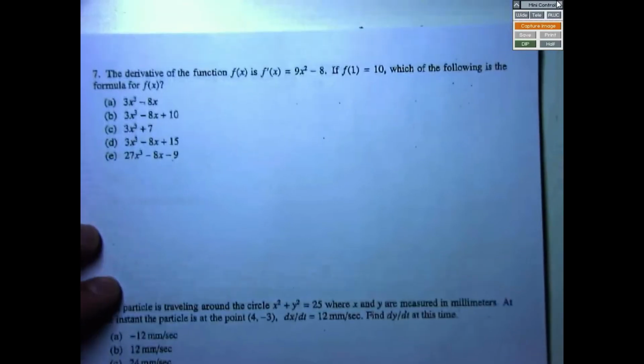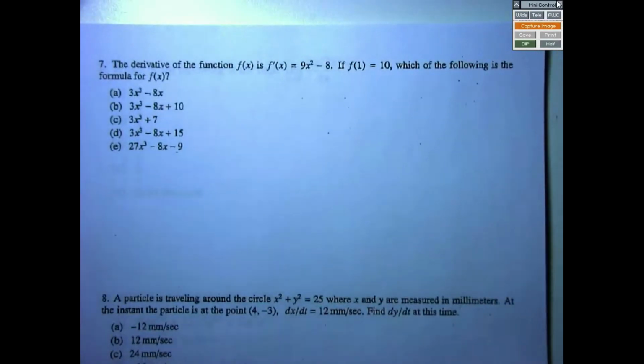All right, problem number 7 says that the derivative of a function f of x is given by f prime of x is equal to 9x squared minus 8. If f of 1 is equal to 10, which of the following is the formula for f of x? All right, so we're finding an antiderivative, an integral.